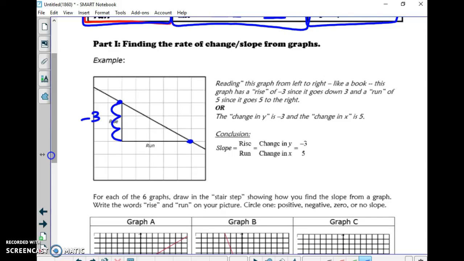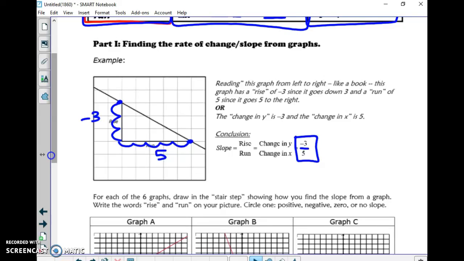And left and right, which one's negative? Left. Now here's the deal. If you're always going left to right, your run should always be positive because you're going right. So what's the run here? 1, 2, 3, 4, 5. So when you write your slope, just write that fraction, rise over run: negative 3 over 5. Now I want you to try that on graphs A, B, C, D, E, F, the same six we did.